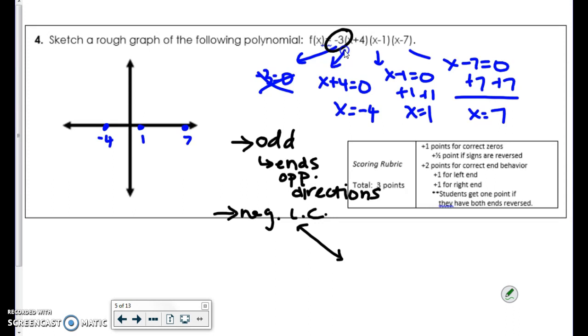So if I know that, and we know what an odd negative leading coefficient looks like, I need to go through all of my points, and my ends are going to point in opposite directions. I know, it's a lot to take in. So I'm going to start up high. I'm going to make sure I go through all of my zeros, but we need to make sure we end going in opposite directions. There we go. That's all you have to do.